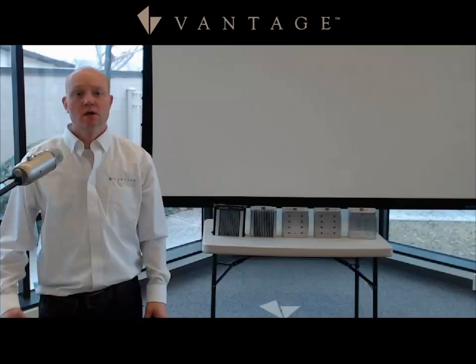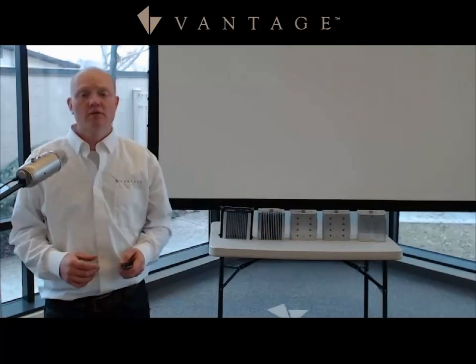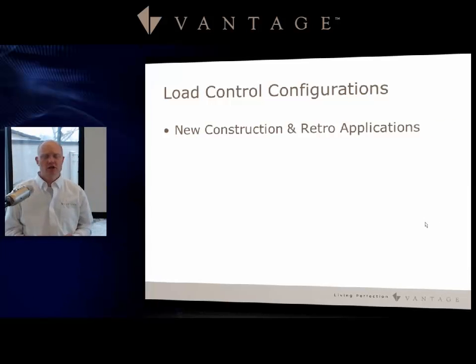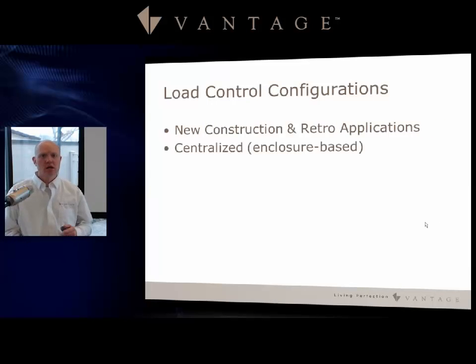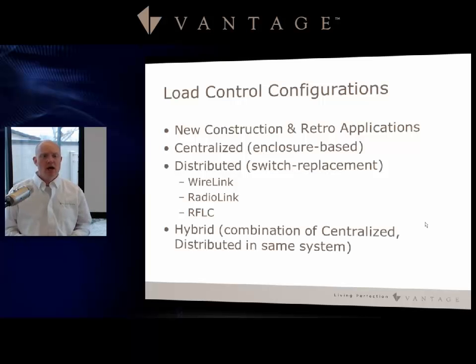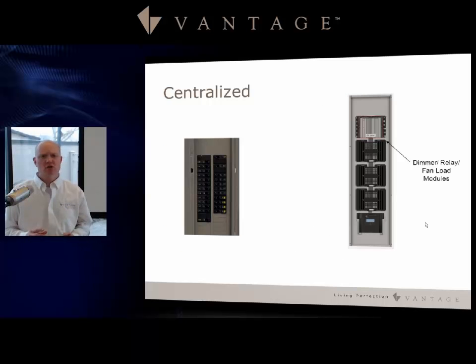So let's go into load control form factor options. First off, your configuration: you have either new construction or retrofit applications where you're applying this. The centralized is your enclosure-based system. A distributed would be your switch replacement system. That would entail your wire link, radio link, and RFLC devices. And then a hybrid would be a combination of both the centralized and the distributed system, all in the same system. So first off, the centralized system.